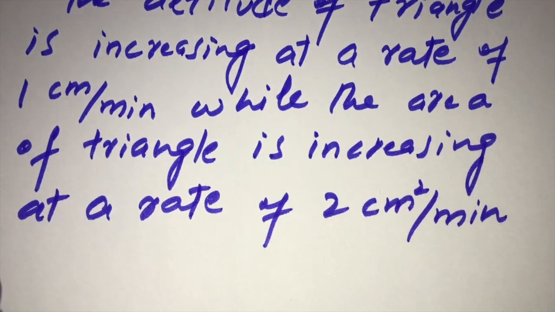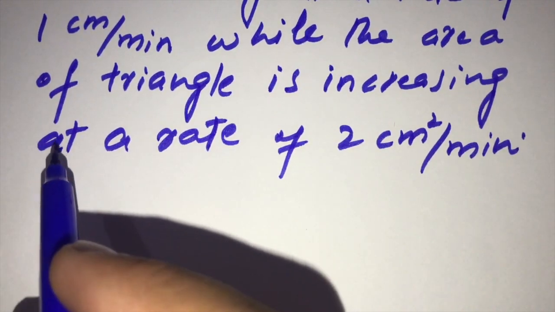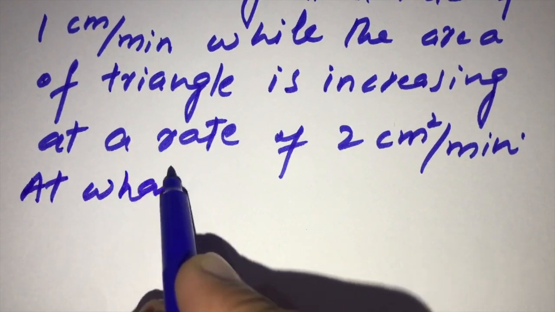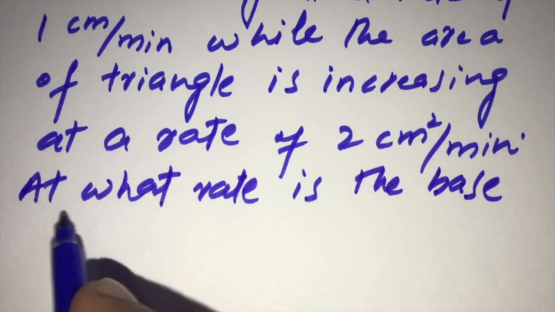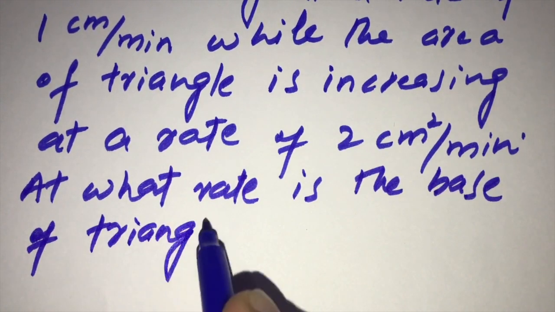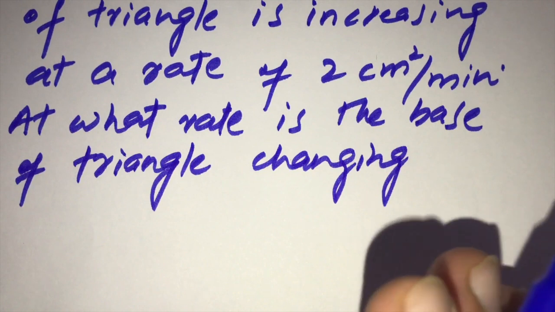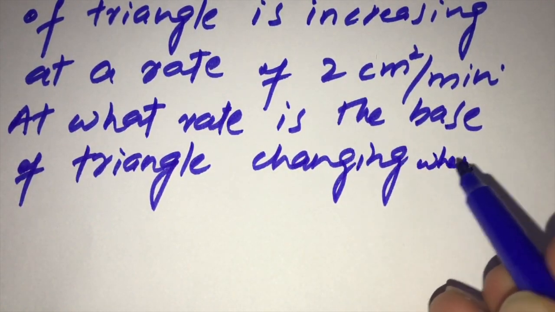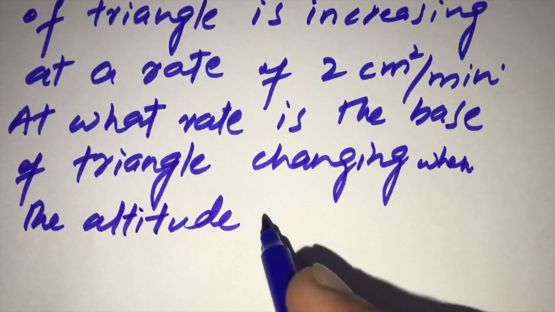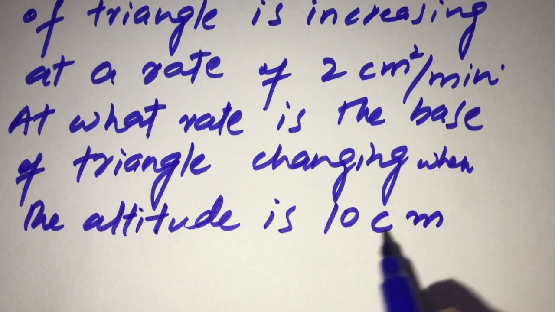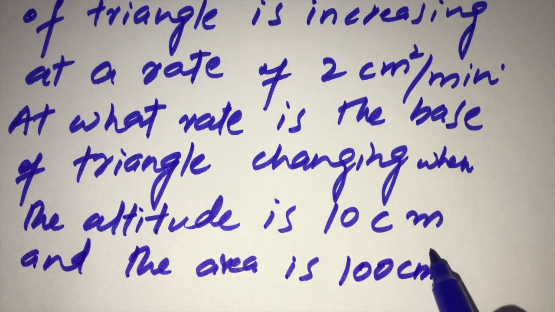He demands that we calculate at what rate the base of the triangle is changing when the altitude is 10 centimeter and the area is 100 centimeter square.